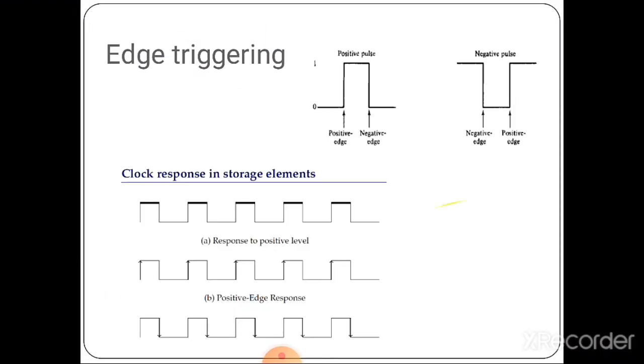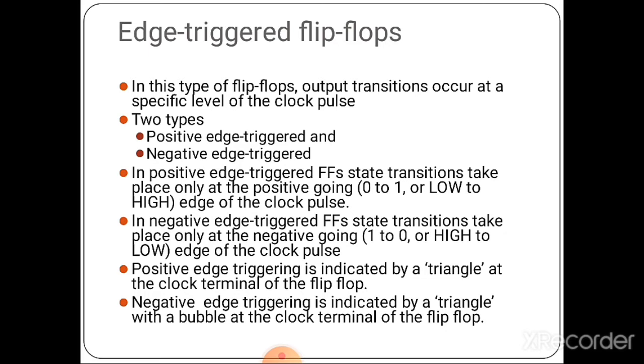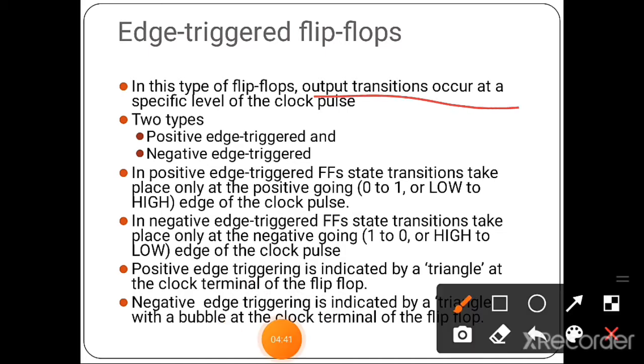In edge triggering, in this type of flip-flop, the output transition occurs at a specific level of the clock pulse. There are two types of edge triggering, positive edge triggered and negative edge triggered.